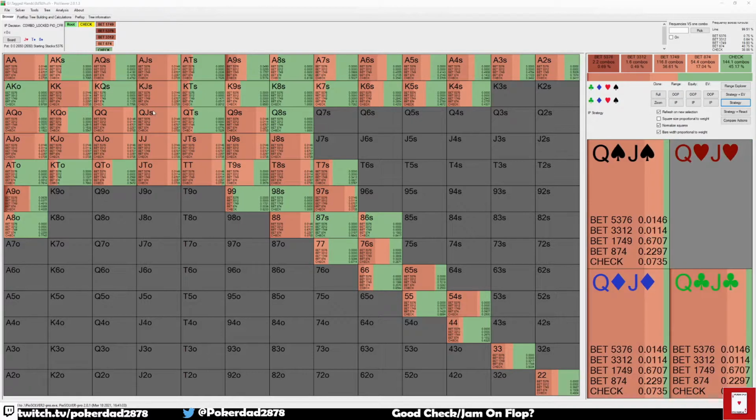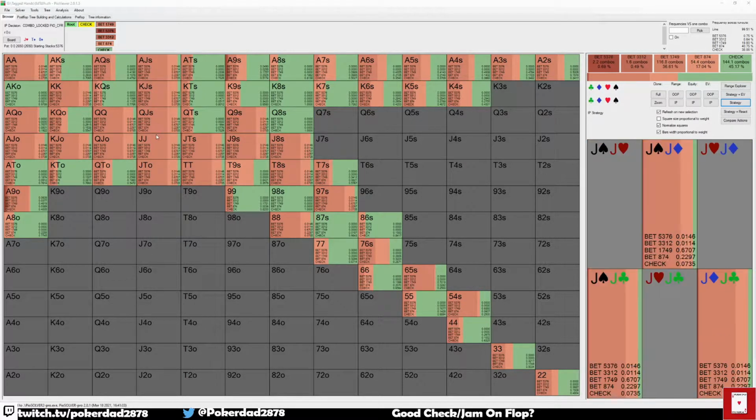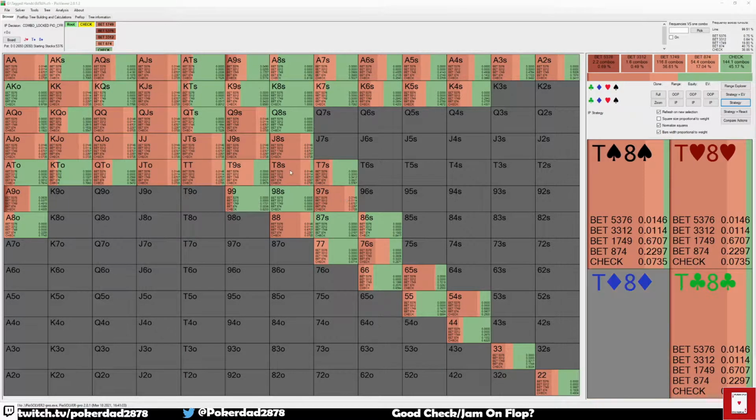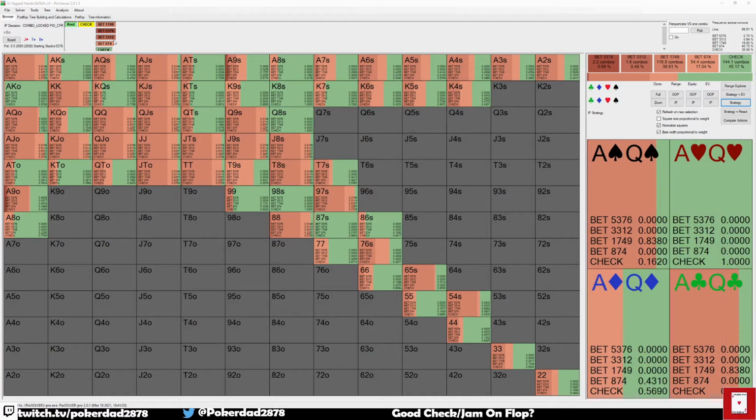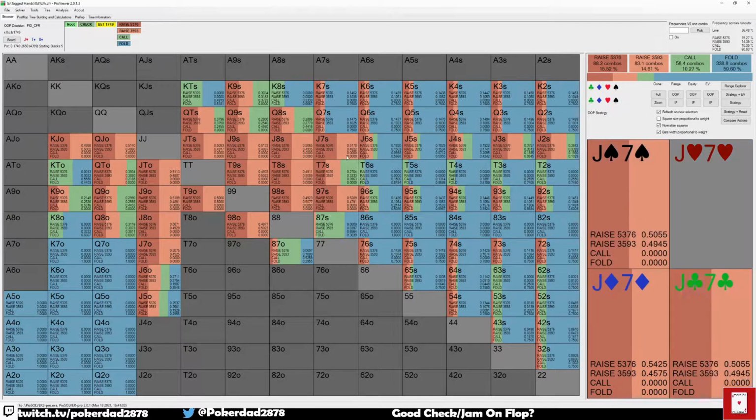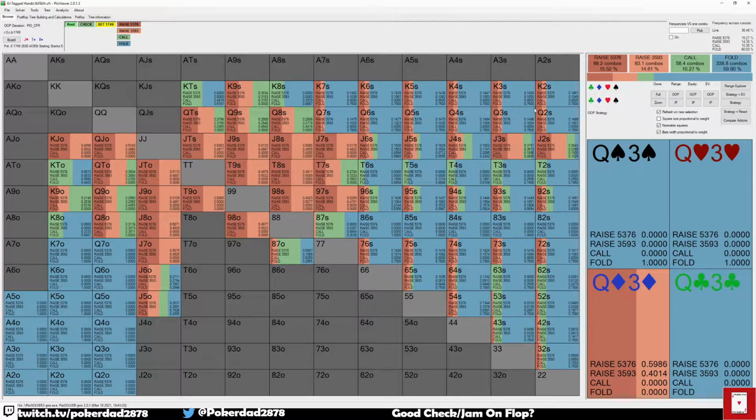Okay, so I adjusted my opponent's strategy and he is now betting his value hands bigger. So when he bets his value hands bigger here, our reaction is going to look like this. Now it looks like a decent amount more jamming going on, and as I suspected, the jams are going to come from the flush draws.